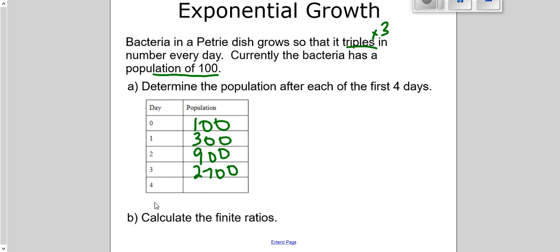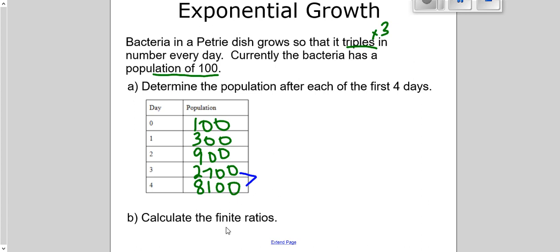And then after the 4th day, another day goes by, and we're multiplying this by 3 again, and I get 8,100. And as you can see, the growth with something that we're multiplying by 3 each time increases very fast. So we started with 100, and after only 4 days, we're up to 8,100, which is huge. Okay. So calculate the finite ratios. So this is a little different from finite differences. With finite differences, we would start at the bottom and then subtract our way back up.